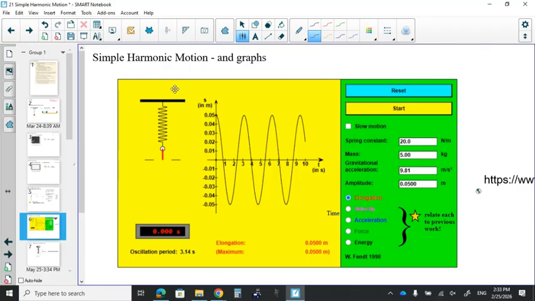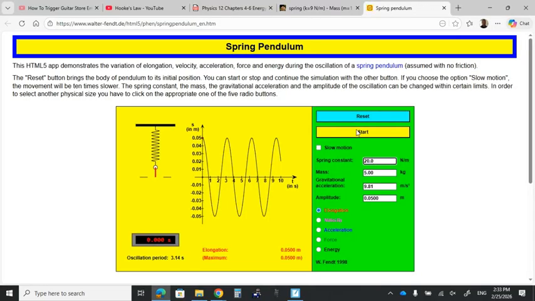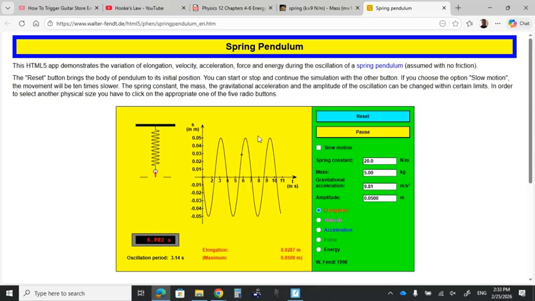Let's see if this works here. I don't know if my time limit's up or not. Let's see. Maybe it's working. Yeah, we're working. Okay, good. So better work quick here though.